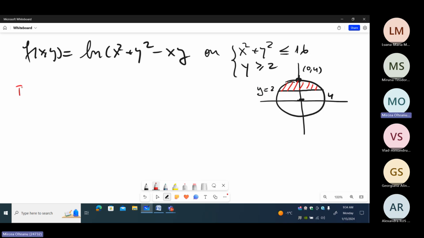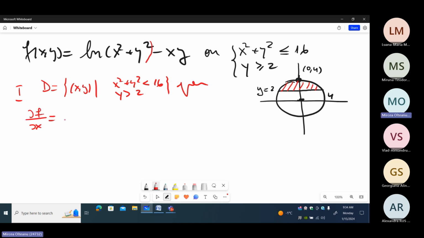So first, the first problem will be to take on the set D, (x, y) given by x squared plus y squared strictly less than 16 and y strictly greater than 2. That is an open set. And here we have a usual problem, sorry, here it's a parenthesis, of free extrema. We compute the partial derivatives of f.